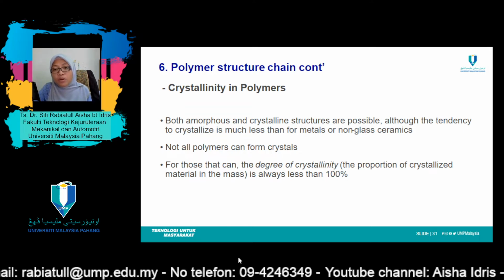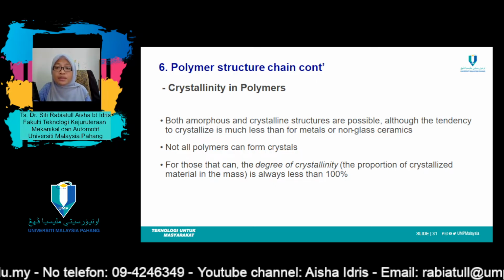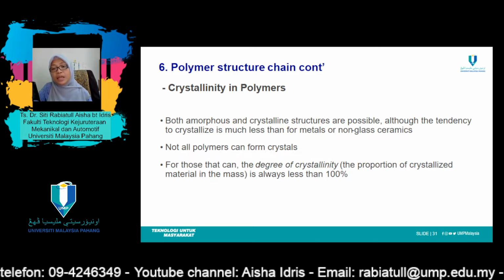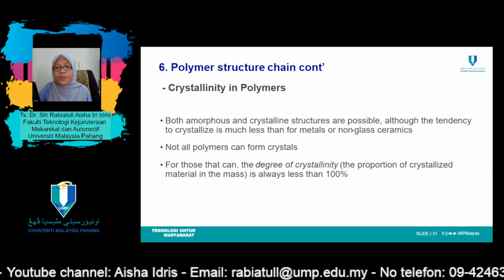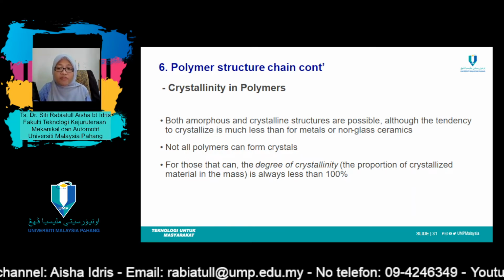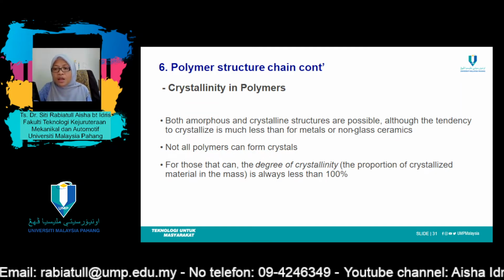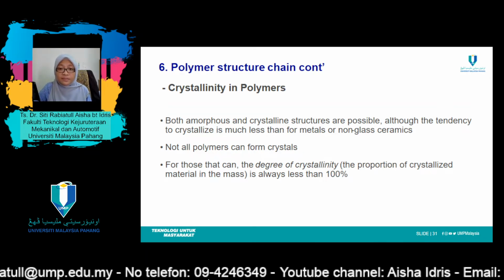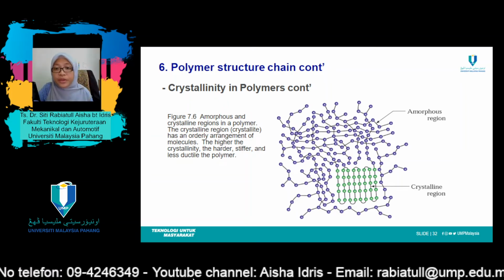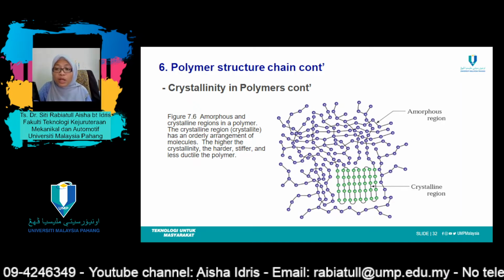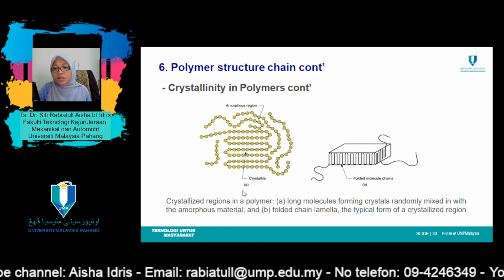Polymers also have their own crystal structure. Both amorphous and crystalline structures are possible in polymers, not necessarily in metal only. However, not all polymers can form crystals. For those that can, the degree of crystallinity is always less than 100%. These are the structures that you may find in polymers, a combination of amorphous and crystalline regions. The same goes for this one.